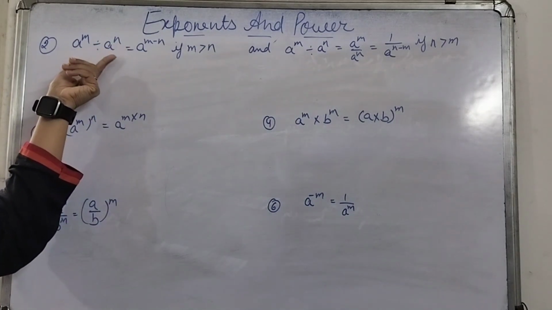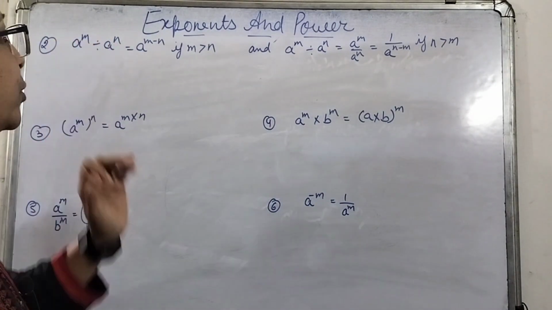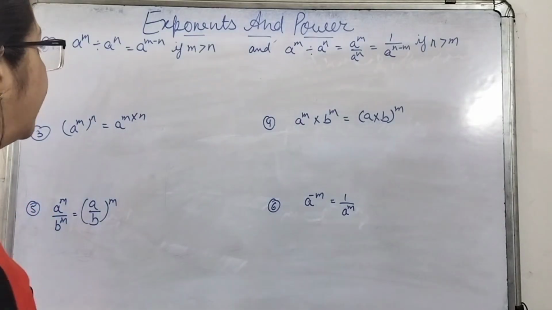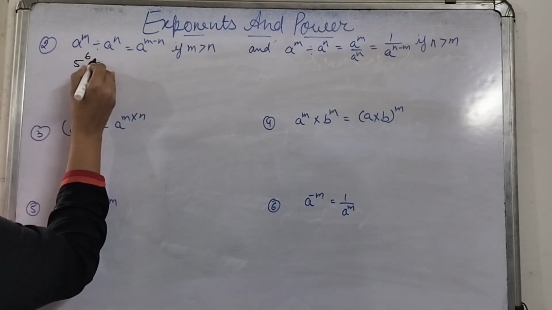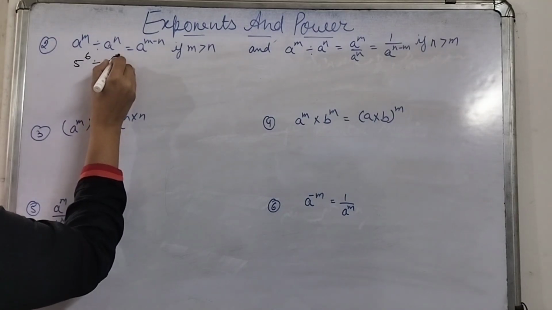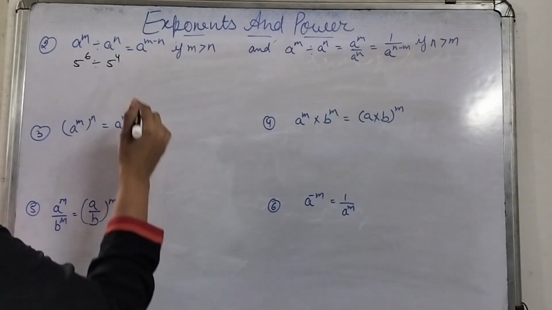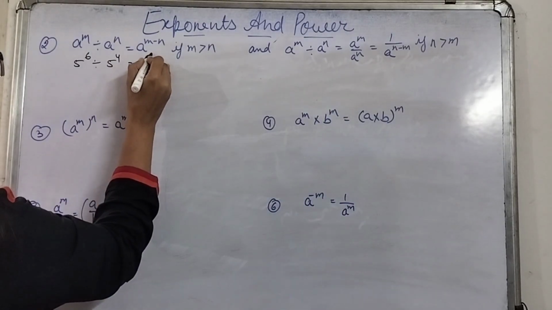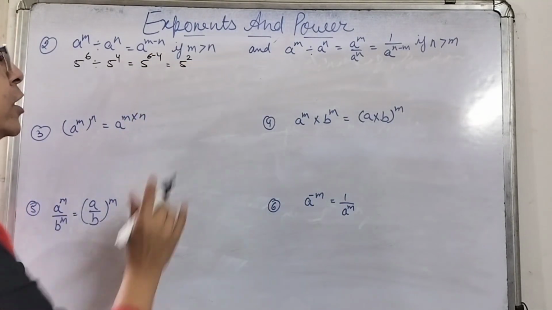That means if bases are same and there is division sign in between, then powers are going to be subtracted. Like if I am going to take an example, if it is 5 raised to the power 6 divided by 5 raised to the power 4, over here 6 is greater than 4. So this could be written as 5 raised to the power 6 minus 4, that is your 5 raised to the power 2.